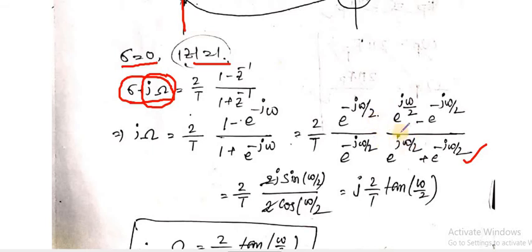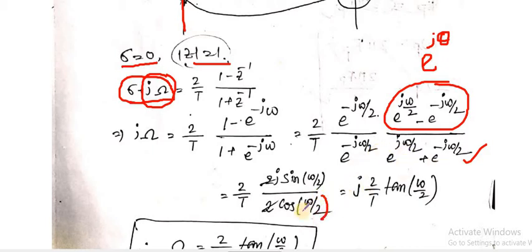We are just doing some algebraic calculations here. Please go through it, this is very easy. Basically we are taking common e to the minus j omega by 2 in the numerator, and in the denominator again we are taking common e to the minus j omega by 2. So this becomes such that we can apply this formula. This is nothing but 2j sin omega by 2. We know the formula of e to the power j theta, or e to the minus j theta, whichever is applicable, there will be a bracket.